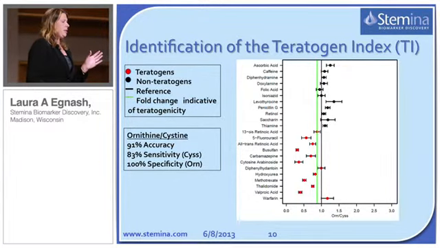Using these 2 metabolites in a ratio allowed us to be 91% accurate when it comes to predicting our teratogens versus non-teratogens accurately. The sensitivity that we get can be attributed to the cysteine. It allowed us to be 83% sensitive, and ornithine allowed us a great degree of specificity. So you can see that most of our red dots lie on the side of teratogenicity. They're predicted correctly, as are our black dots.